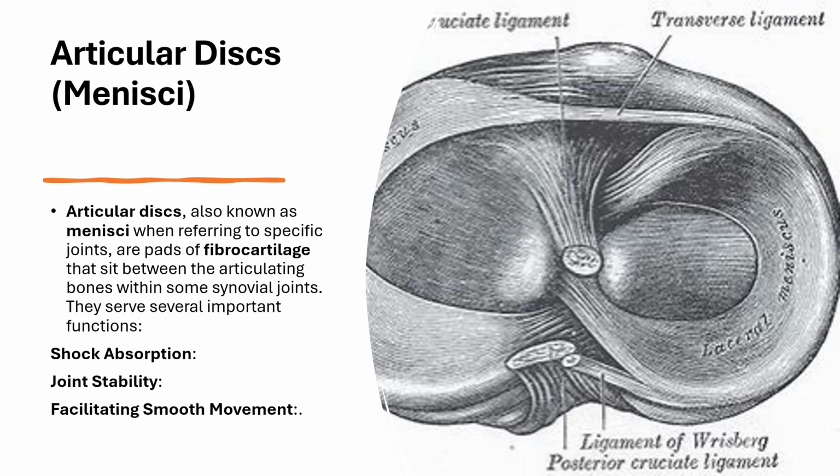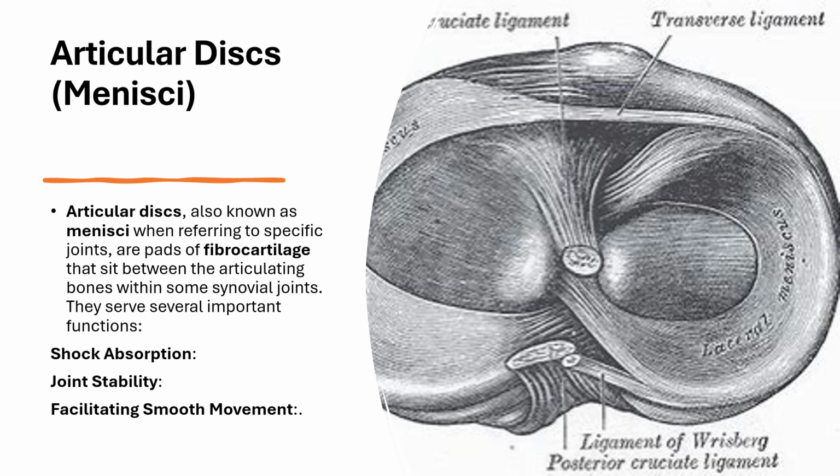Number two is joint stability. So the discs improve the fit between the articulating surfaces of bone, providing increased stability. So for example, in the knee joint, the medial and lateral menisci improve the contact between the femur and tibia.